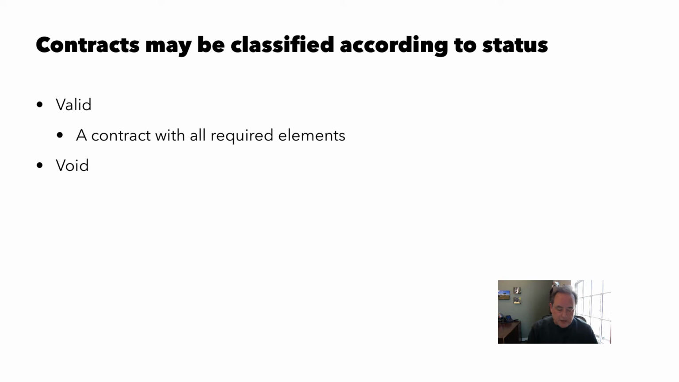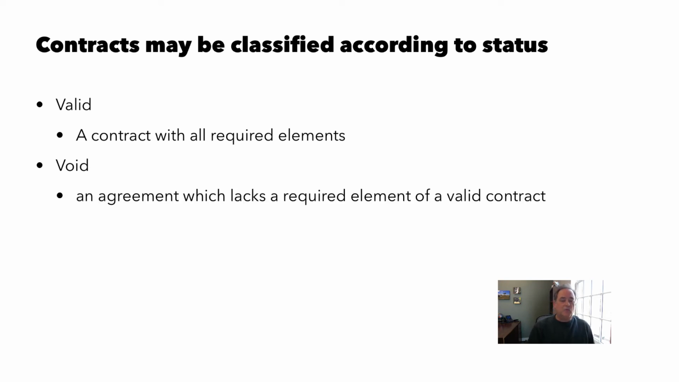A void contract is an agreement which lacks at least one of the required elements of a valid contract. So an agreement that lacks a required element is simply a void agreement, meaning there is no agreement. So if you and I enter into a contract in which I ask you to burn down my neighbor's house, which is an illegal purpose, the contract is void, meaning neither party can enforce that contract. Thus, neither party has any rights or obligations in reference to that contract.